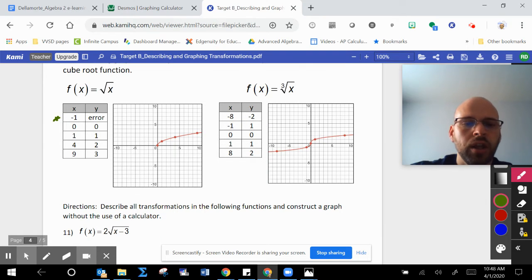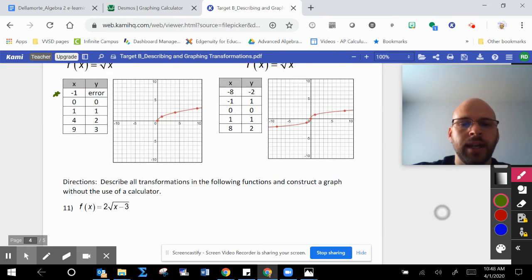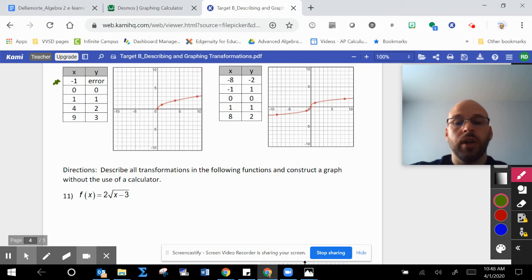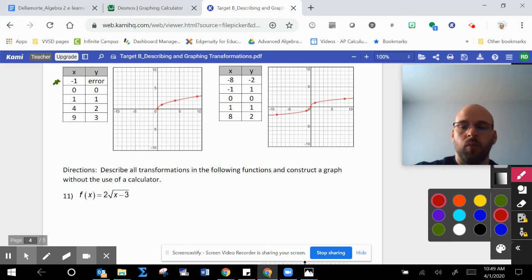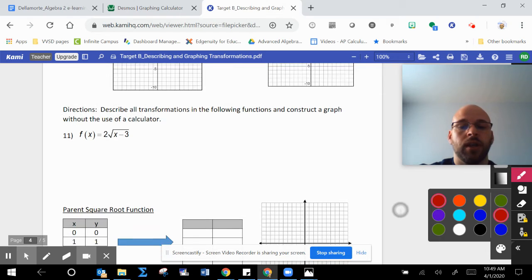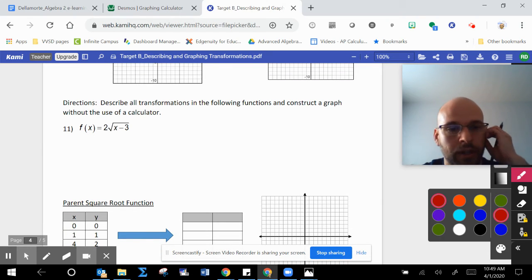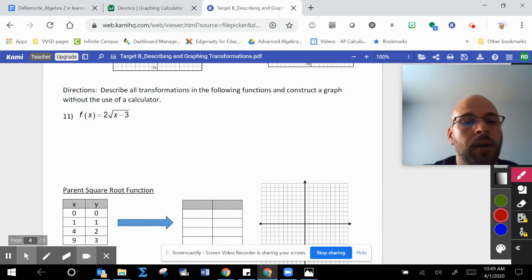Okay? So what I want to do is take these tables and graphs and transform them one step at a time. And I want to see what the new graph would look like without the use of a calculator. So I want to see what this would be after the transformation. So for number 11 here, I'm going to start by just describing the transformations. Try to identify what the transformations in this problem are.